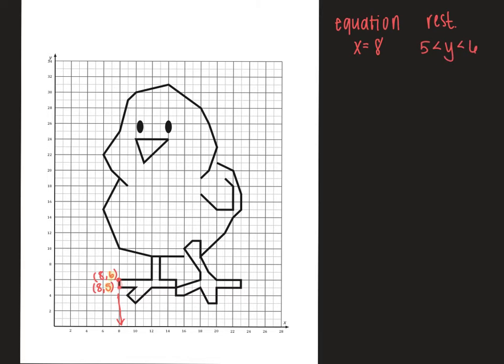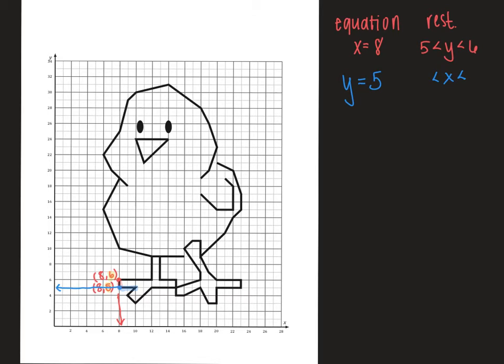I'm going to continue on with the foot. So this portion here that I just highlighted in blue is a horizontal line. Horizontal lines also require no work. The equation is just y equals a number. So if I focus on my y values here, it would be y equals 5. If my equation is y equals, then my restriction will be x equals.